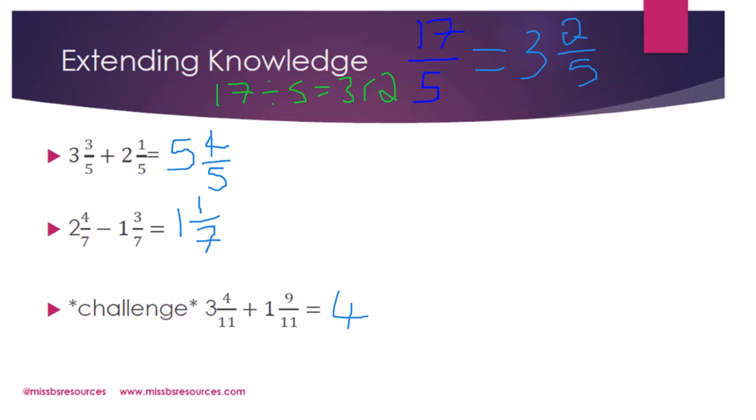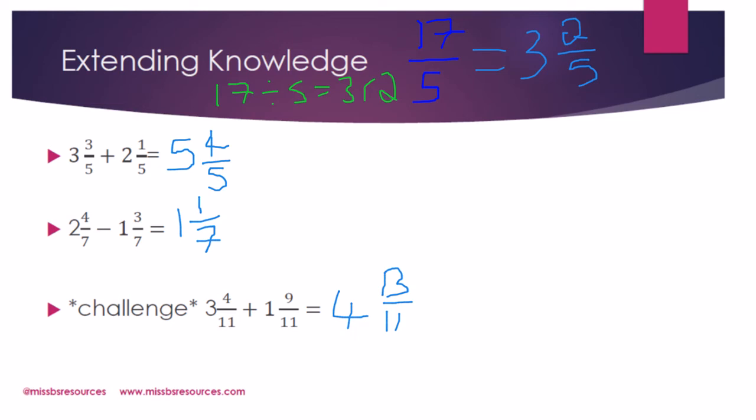Can you see what the quirky bit is here? What's different? Yeah, the top number is bigger than the bottom number, so it's an improper fraction. So we need to convert this 13 over 11 to a mixed number.